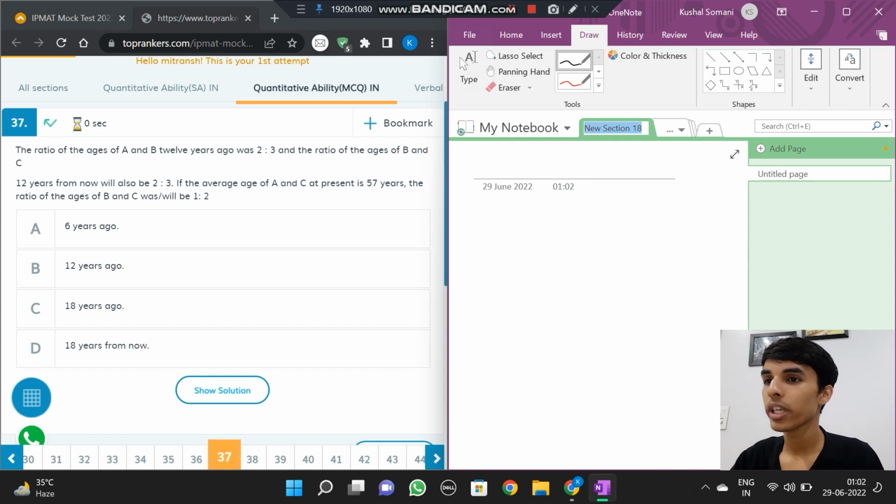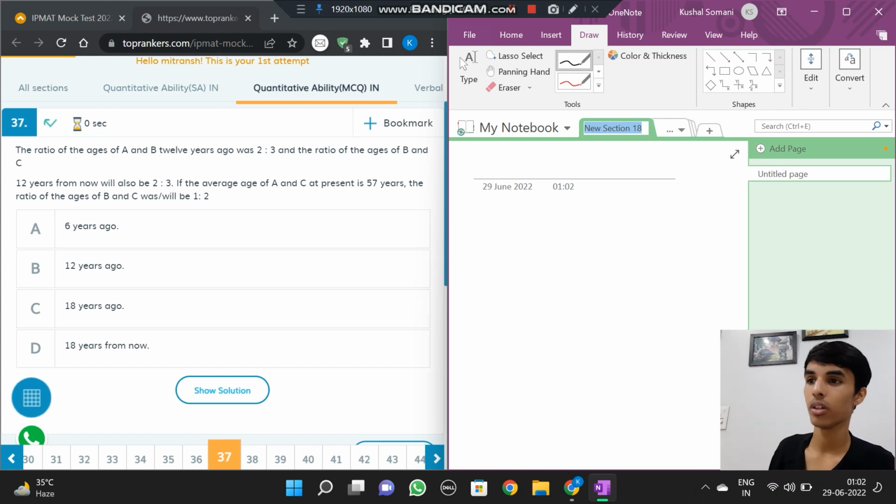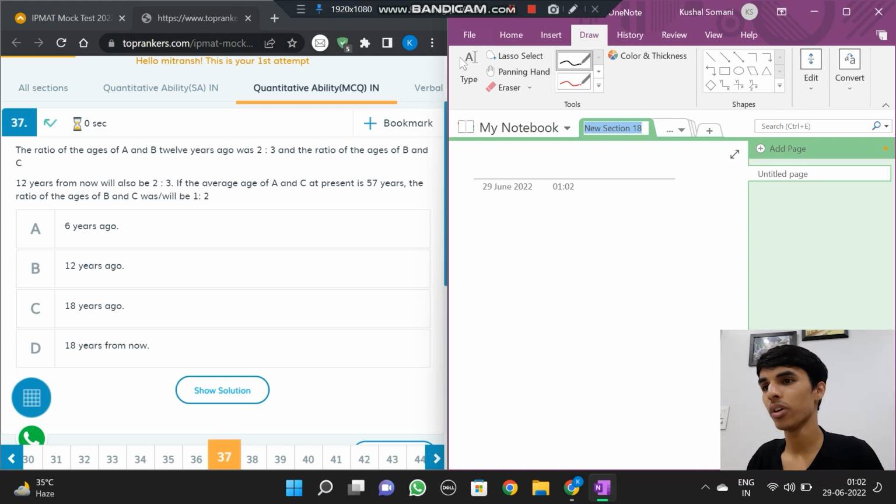The ratio of ages of A and B 12 years ago was 2:3, and the ratio of the ages of B and C 12 years from now will be 2:3. If the average of A and C at present is 57 years, we need to calculate when the ratio of B and C will be 1:2. I think it's an easy question of ratios.